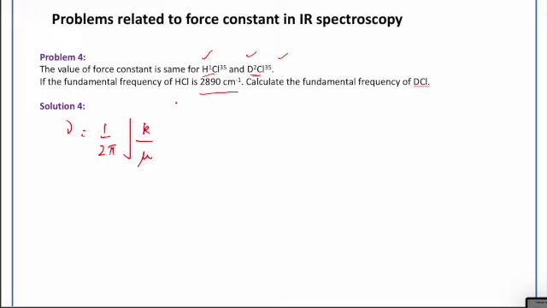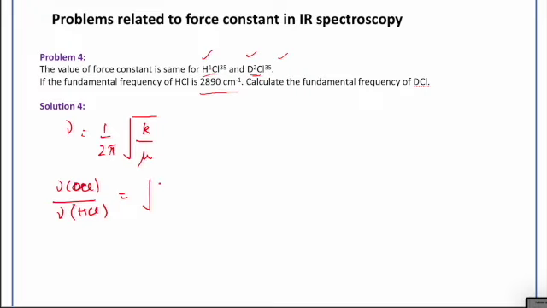So since the force constant relationship is given for both and the fundamental frequency value is given for HCl, let's start with this formula itself. So nu is equal to 1 over 2 pi times under root of k over reduced mass. And let's say if I take the frequency of DCl over frequency of HCl, it will be 1 over 2 pi and 1 over 2 pi, and I just cancel the 2 pi over here because they both are constant.